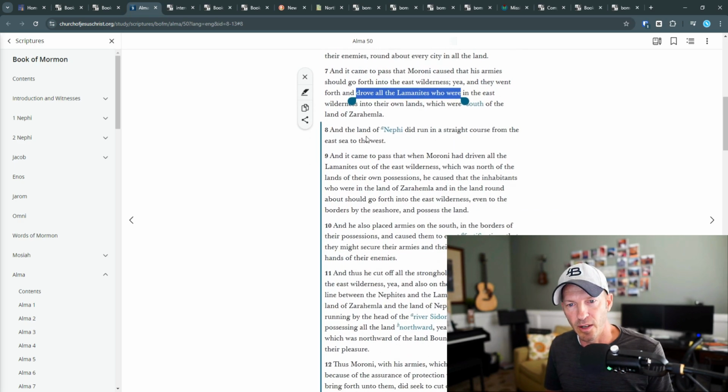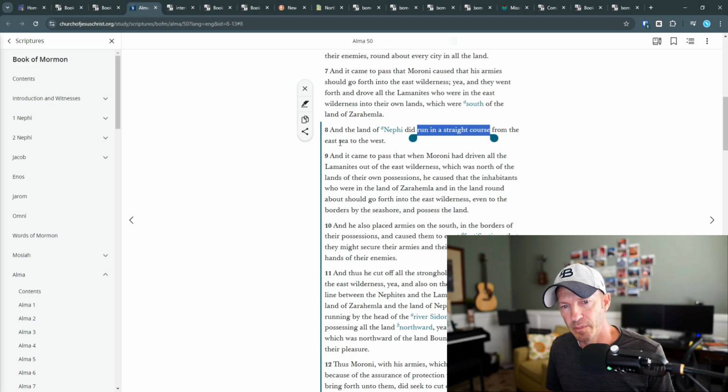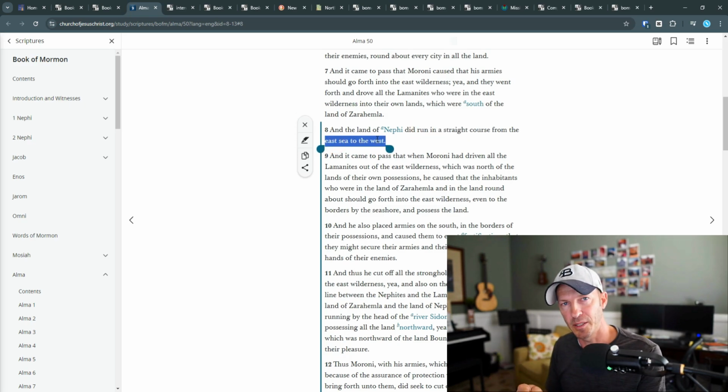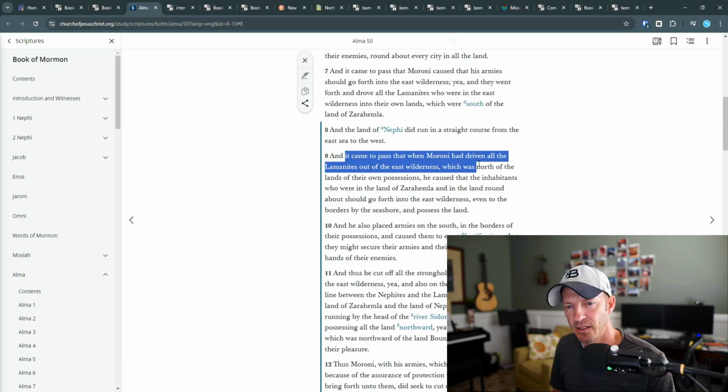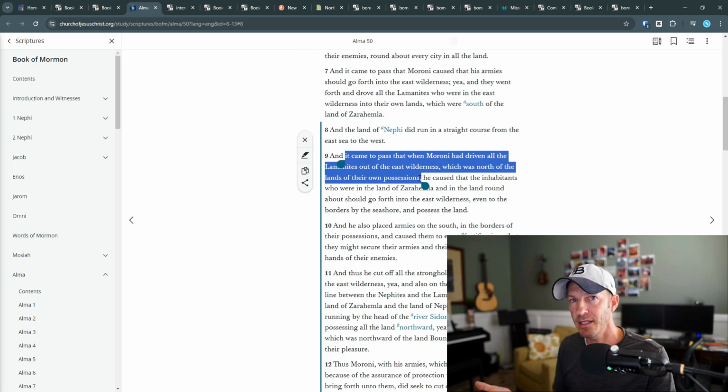Okay, but look, the land of Nephi did run in a straight course from the sea east to the west, right? We already have in Alma 22 that it talks about the West Sea. So people are saying, well, look, it only talks about an East Sea, there's not a West Sea. No, read Alma 22, there's a West Sea, right? And it came to pass that when Moroni had driven all the Lamanites out of the east wilderness, which was north of the land of their own possessions, whose possessions? Probably the Lamanites' possessions, right? So all the Lamanites who are north of the main land of Nephi, he drives them out.